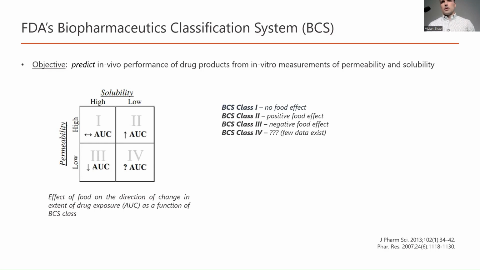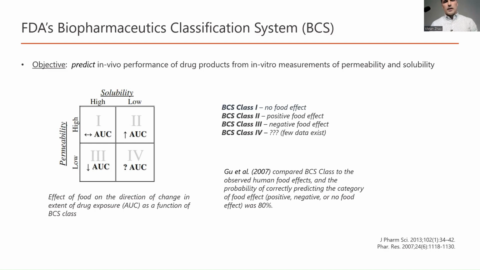And this is a prediction, correct? So how correct is this prediction? Gu and colleagues compared the BCS class to the observed human food effect, and the ability of the BCS system to correctly predict the category of food effect was 80%, which is pretty darn good, right? So 8 out of 10 times.